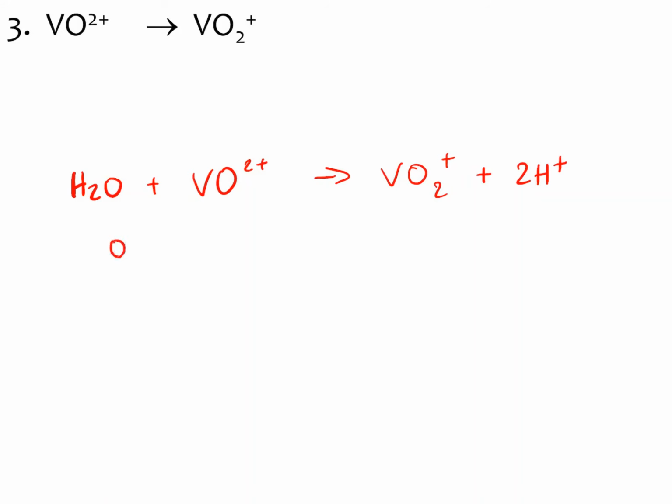And then the final thing to do is to look at the charges. So on the left-hand side we have 0 plus 2, and on the right-hand side we have +1 plus 2. So +2 equals +3. The electron has to go on the right-hand side to balance those charges out.